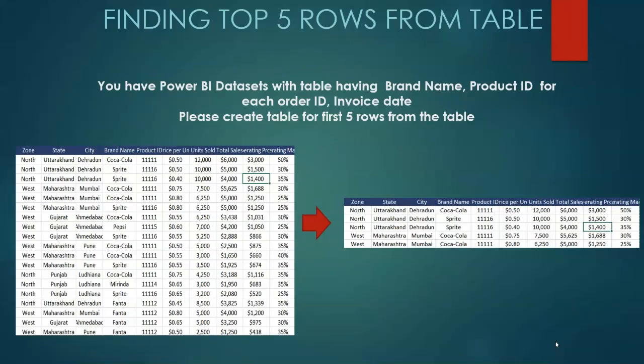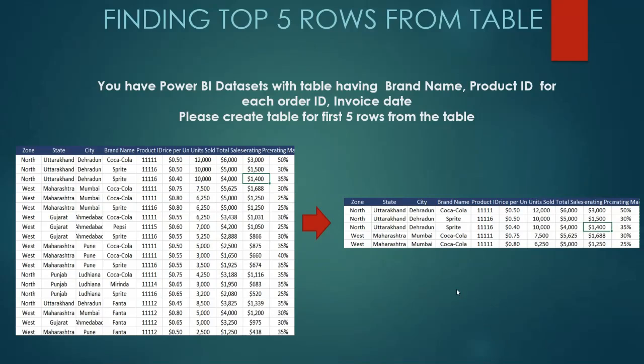The problem here is you already have a table, and from that table you have to create another table, and you need to take the top 5 rows. Here, top 5 rows is a bit confusing. This top 5 rows is not based on any sales or any column, whether it's total sales or profit. It's just the top 5 rows, meaning the first 5 rows.